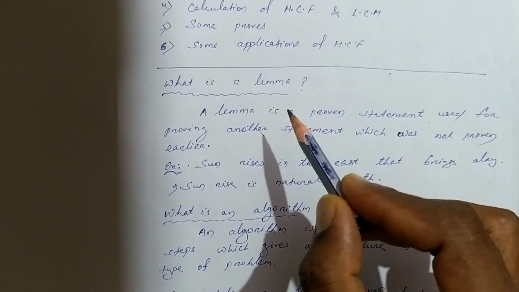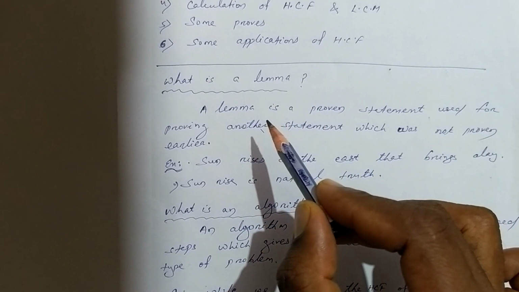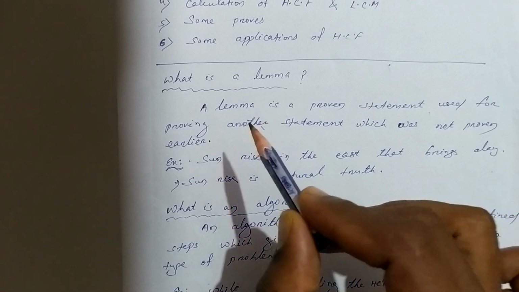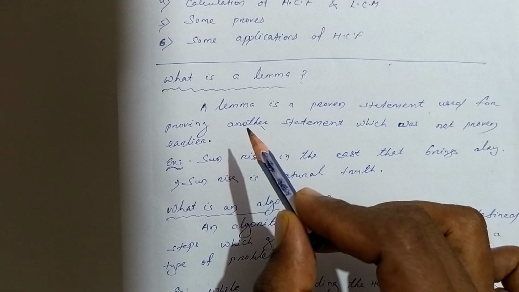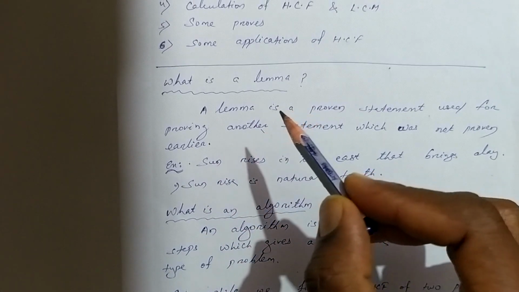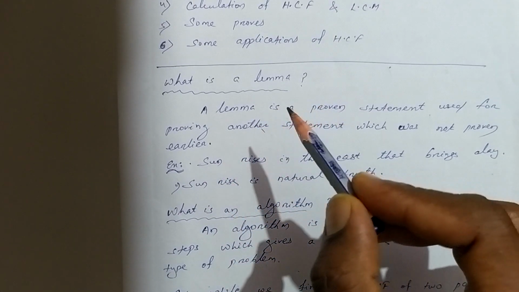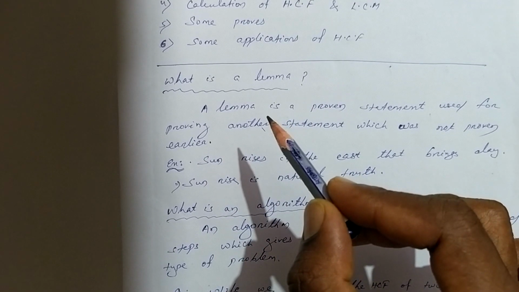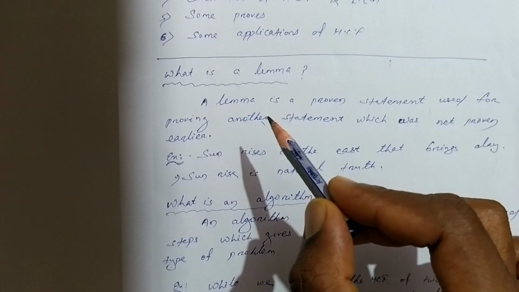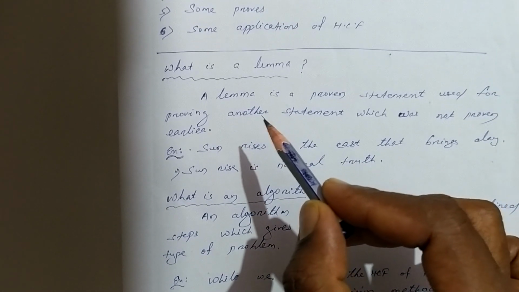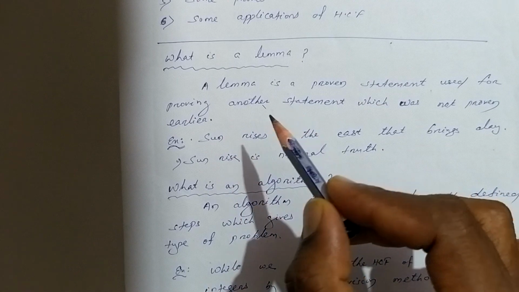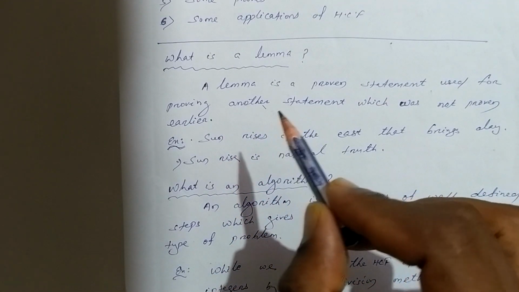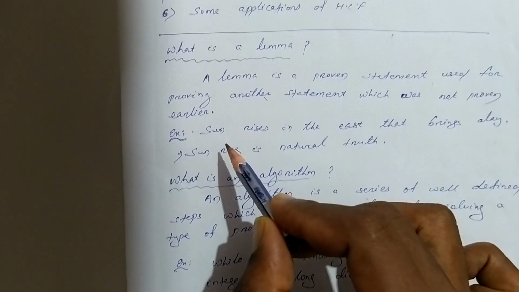Lemma means what? Simple. It is a proven statement used for proving another statement which was not proven earlier. Yes or no? Suppose you are in class 6 or 7 or 8, you have learned something, and you are applying that learning in class 10 to solve a problem. So what you learned earlier, that is the lemma. But what you are going to prove here in class 10, that is called the application of the lemma.